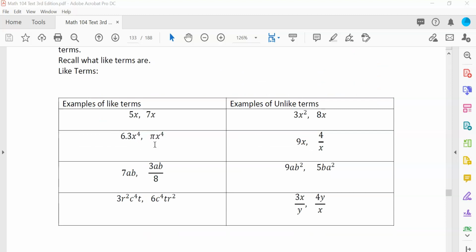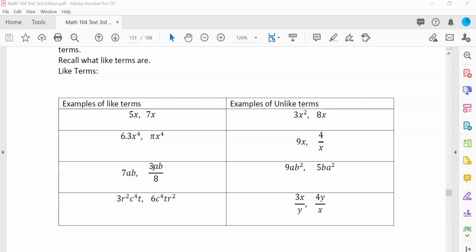And so adding and subtracting polynomials is basically the same thing as combining like terms with a little bit of flair. So when we say like terms, hopefully this is a reminder, like terms means that we have the same variables to the same powers. So like 5x and 7x are like terms. However, 3x squared is not a like term with 8x.